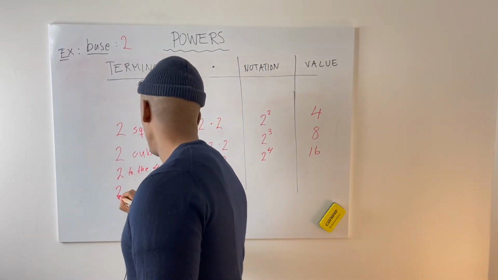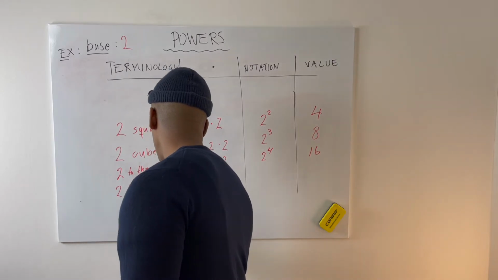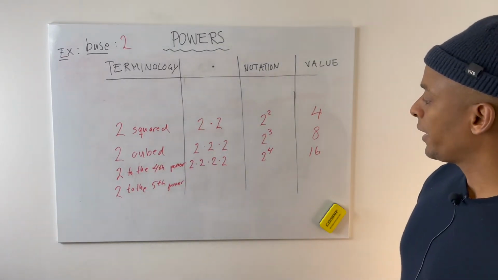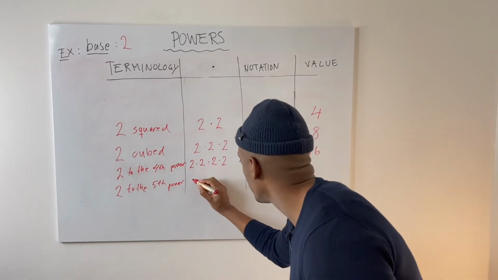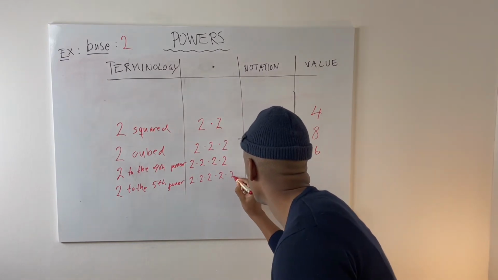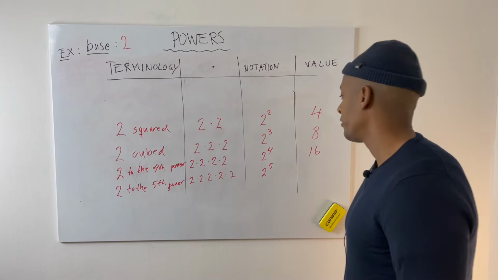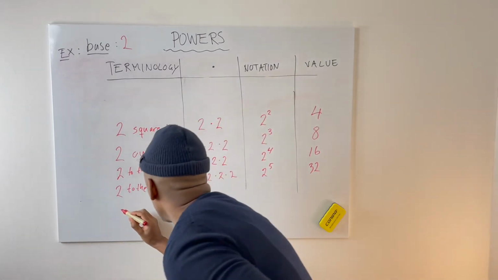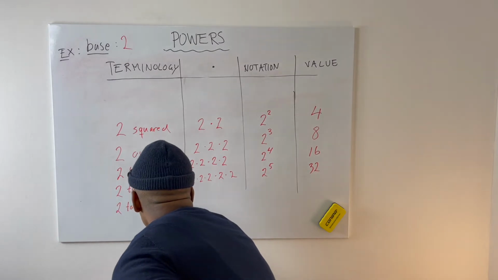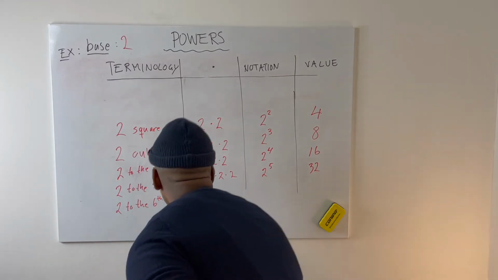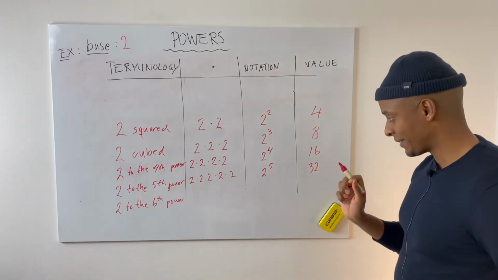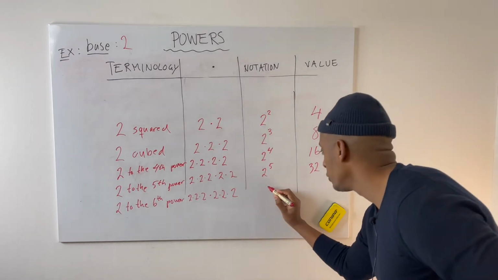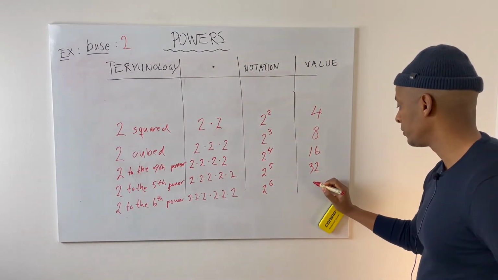Then we can say 2 to the 5th power. That means we're going to multiply 2 with itself 5 times. So it's going to be 2 times 2 times 2 times 2 times 2. That's 2 to the power of 5, or 32. We can take 2 to the 6th power. Then we're going to multiply 2 with itself 6 times. That's going to be 2 times 2 times 2 times 2 times 2 times 2. That's 2 to the power of 6, which is equal to 64.